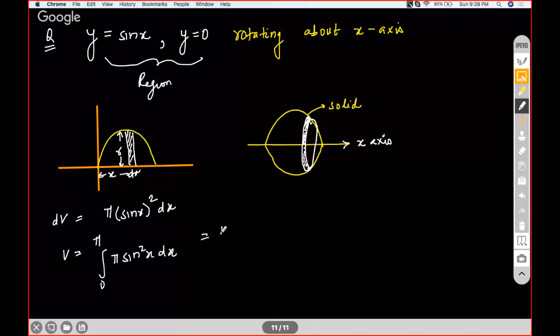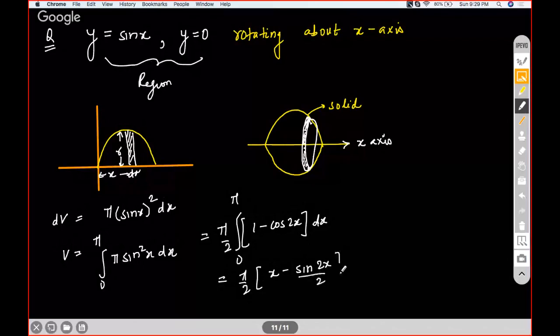So for sine square, you have to write it as 1 minus cos 2x by 2. That's pi by 2. Integral of cos 2x will be sine 2x by 2, from 0 to pi. So it's pi by 2 into pi minus sine 2 pi by 2, which is 0. So your answer will be pi square by 2.